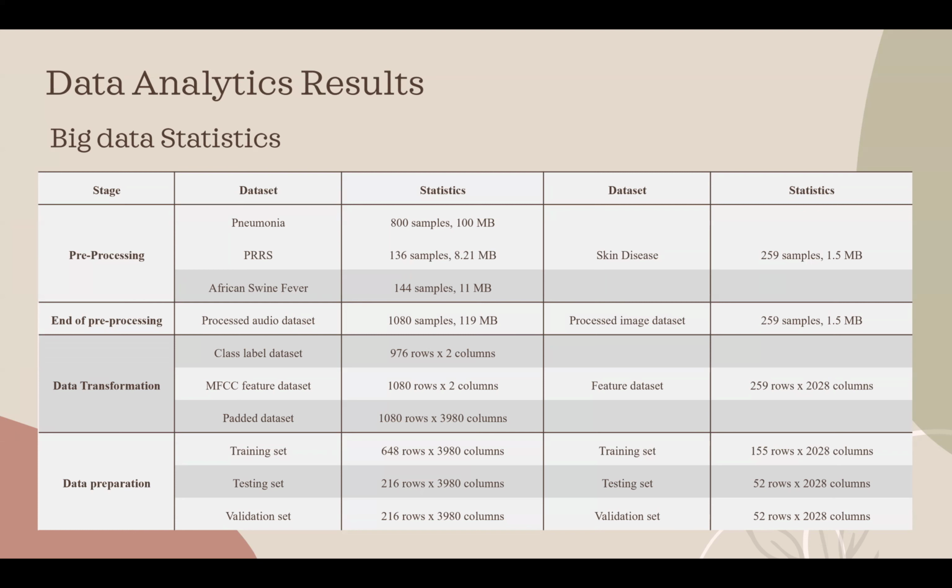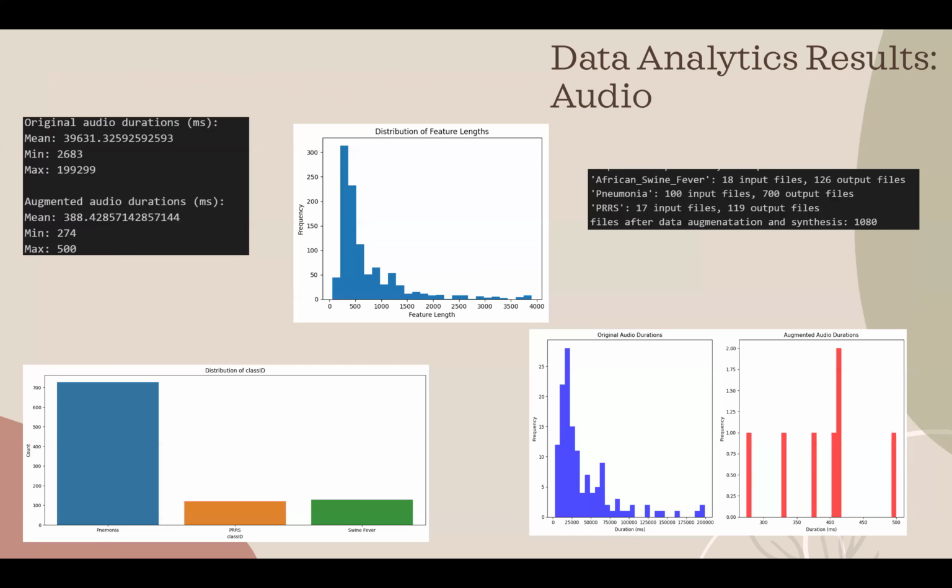Coming to data preparation, after splitting the data, this is how many rows are there in training, test, and validation. Coming to images, again the input dataset is 215 samples. After processing, we have 215 samples, and after extracting the features, we have 215 rows and 2028 columns. After splitting into train, test, and validation, we have 155 rows, 52 rows, and 50 rows, which is 60-20-20.